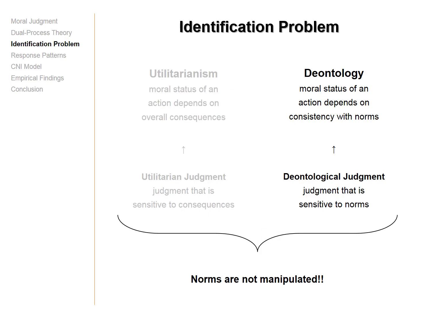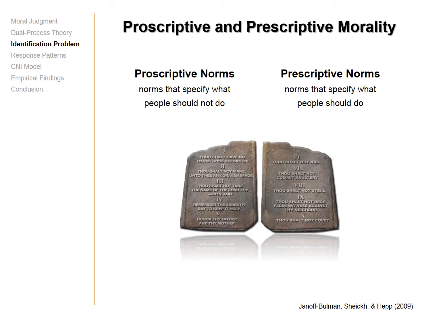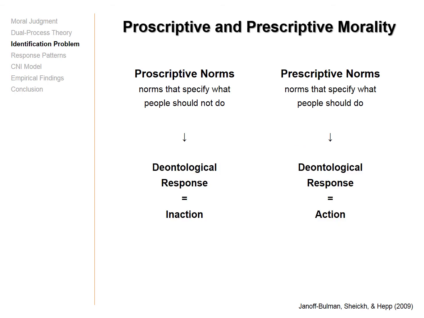A similar argument applies to the identification of deontological judgments, which require manipulation of moral norms. Again, aside from a few exceptions, norms have almost never been manipulated in research on moral dilemma judgments. One important distinction in this context is the distinction between proscriptive and prescriptive norms. Proscriptive norms are those that specify what people should not do. Prescriptive norms are those that specify what people should do. The reason why this distinction is so important is that it has fundamental implications for the identification of deontological responses. If deontological responses are defined as responses that are sensitive to moral norms, a deontological response in cases involving proscriptive norms would be inaction. However, in cases involving prescriptive norms, a deontological response would be action.